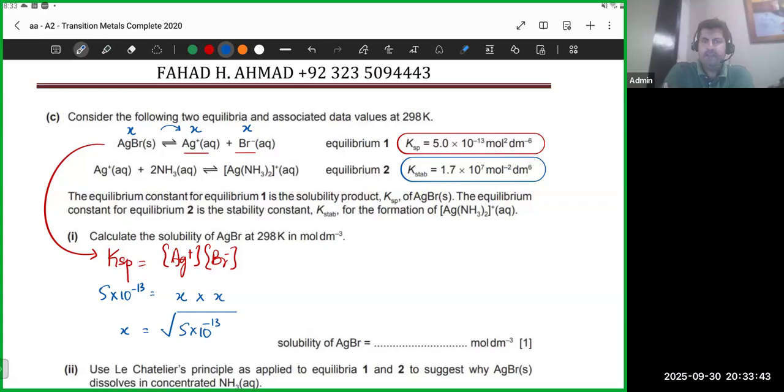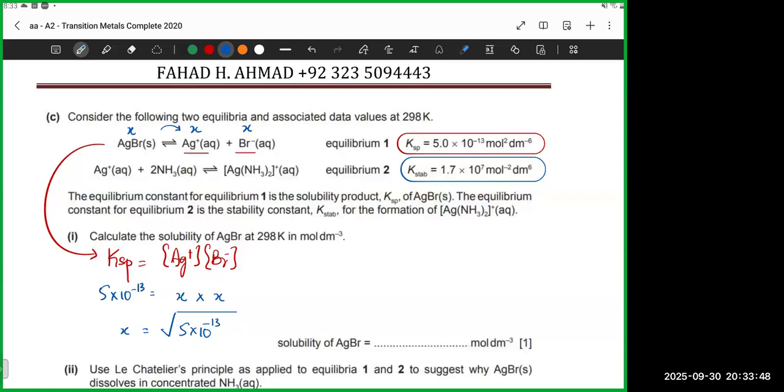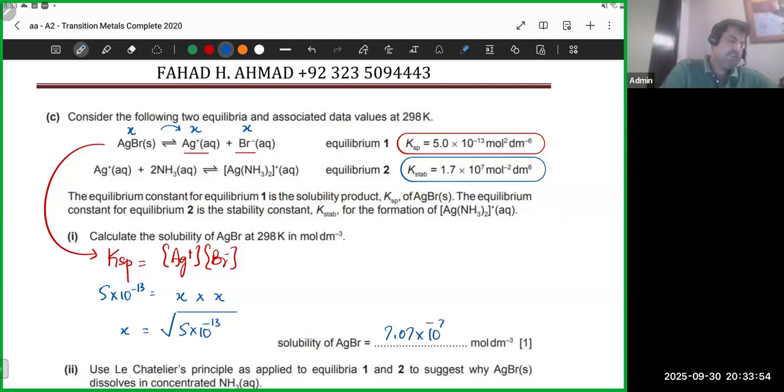What's the value? Isaac, Ibrahim? 7.07 times 10 power minus 7. So that means there's very less solubility. The amount of ions that are being produced in the saturated solution is very, very less, which means AgBr is not soluble, right?